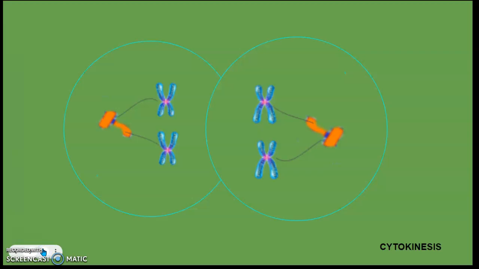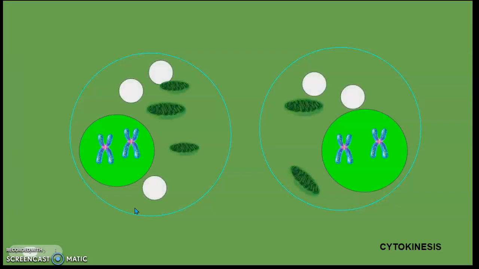Our final phase is cytokinesis. During cytokinesis, the cytoplasm splits in two and the cell divides. Each cell is going to have now its own nucleus and its own proteins.